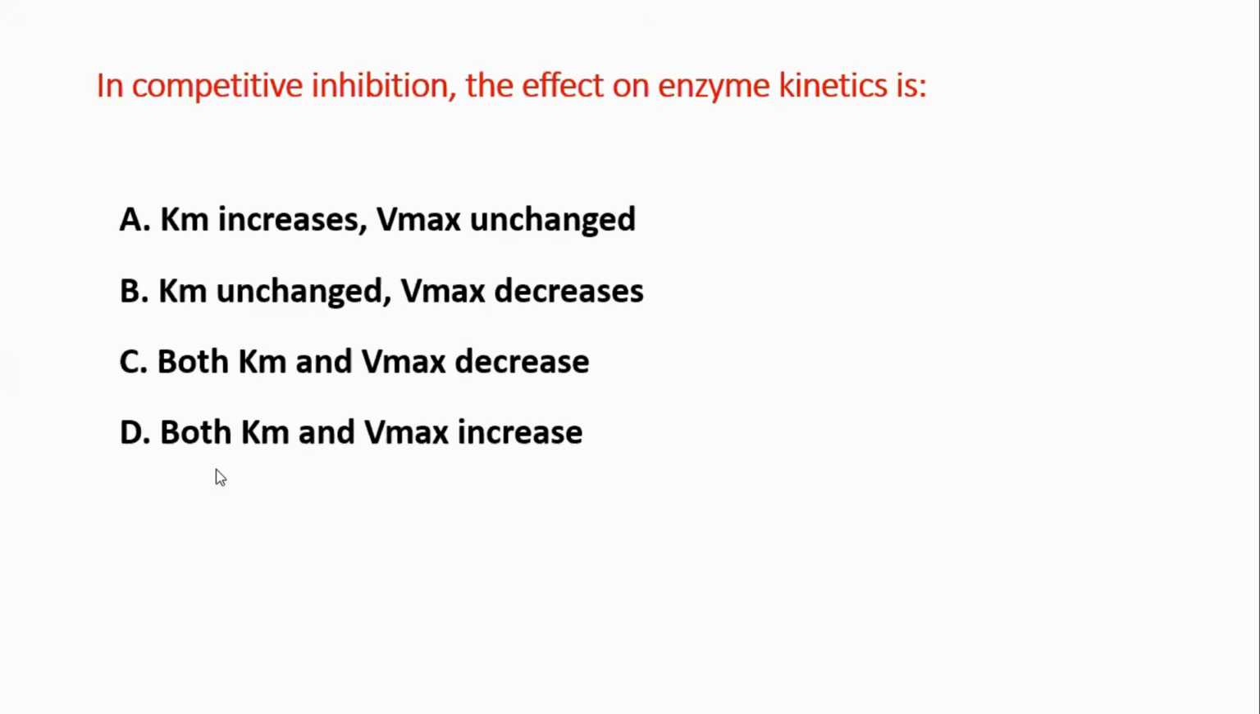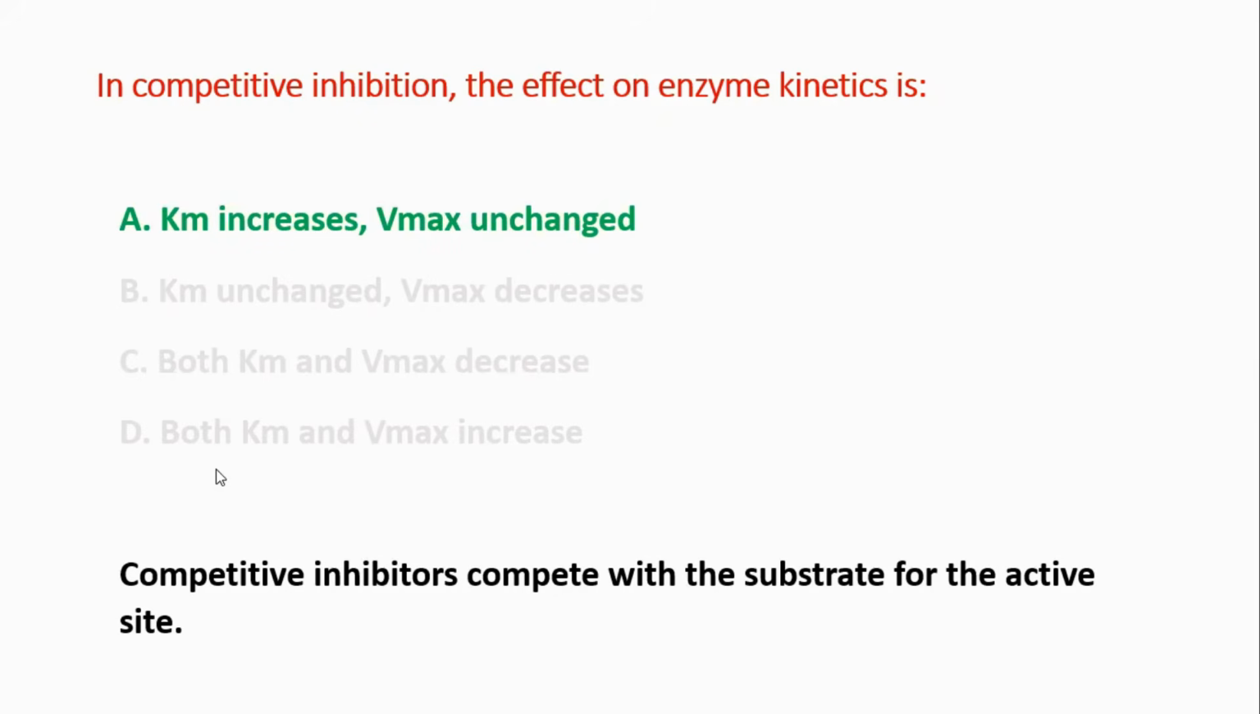In competitive inhibition, the effect on enzyme kinetics is: Km increases, Vmax unchanged; Km unchanged, Vmax decreases; both Km and Vmax decrease; both Km and Vmax increase. This is one of the most important conceptual questions in enzyme kinetics. When a competitive inhibitor is present, what happens to Km and Vmax? Think carefully. The right answer is Km increases, Vmax unchanged. Competitive inhibitors compete with the substrate for the active site.